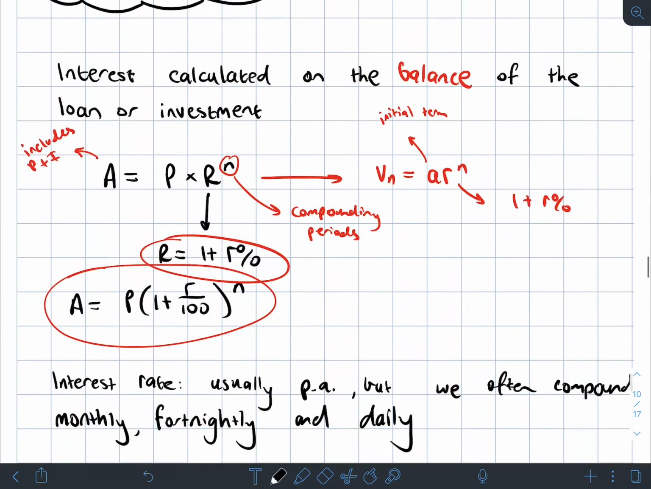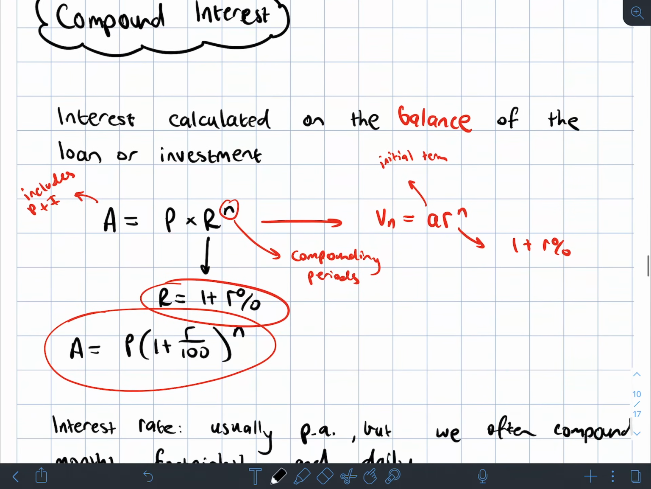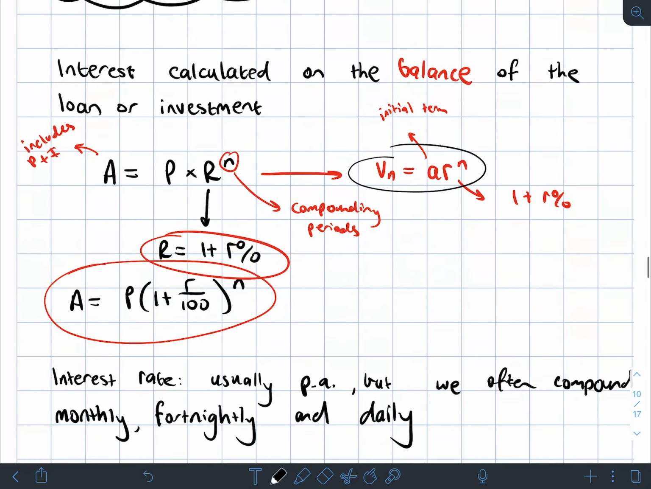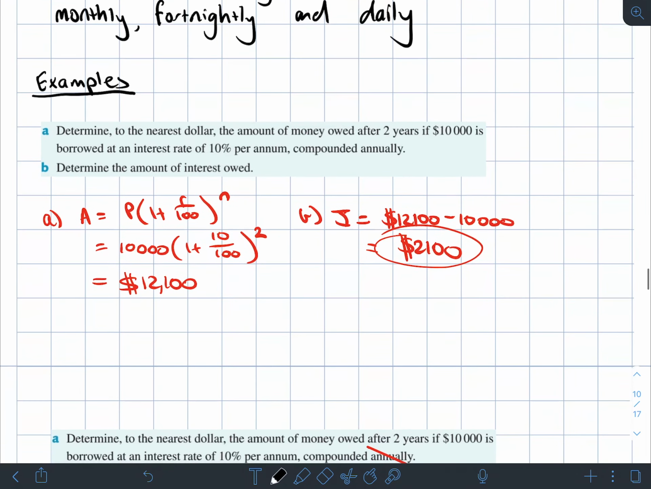Okay, so just to summarize, compound interest. Interest is calculated on the balance instead of the original amount, which was for simple interest. We've got our formula here, which pretty much is the same thing as our geometric sequence nth rule. And we went through a couple of examples here, noting the fact that A also includes the principal as well as the interest. So if you're just interested in the interest alone, you need to take away the principal.